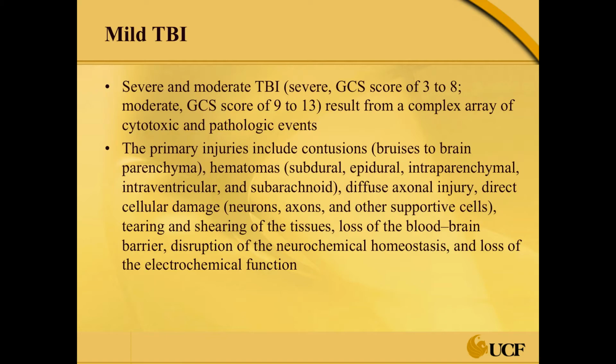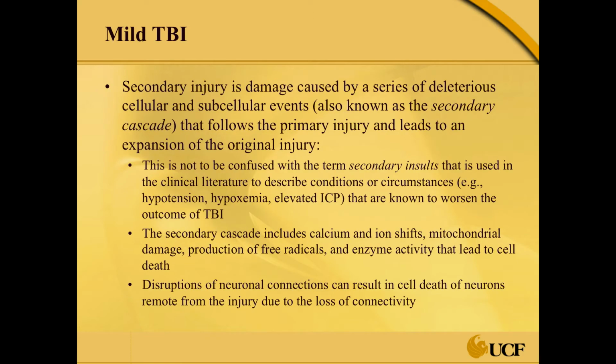Primary injuries include contusions, hematomas, diffuse axonal injury, direct cellular damage, tearing and shearing of tissue, loss of blood-brain barrier, disruption of the neurochemical homeostasis, and loss of the electrochemical functions. Secondary injury is damage caused by a series of deleterious cellular and subcellular events, so we call that the secondary cascade that follows the primary injury. It'll lead to an actual expansion of the initial injury.